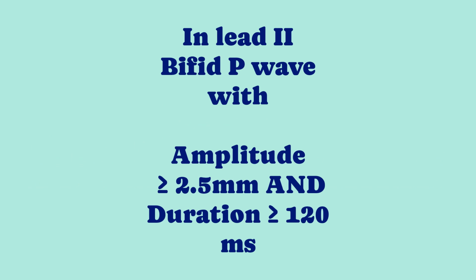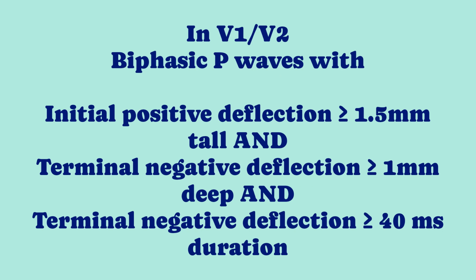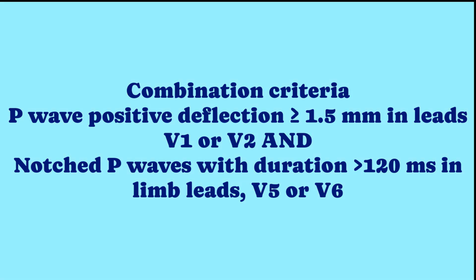In lead 2, bifid P wave with amplitude of more than 2.5 mm and duration of more than 120 milliseconds. In lead V1-V2, biphasic P waves with initial positive deflection more than 1.5 mm tall and terminal negative deflection more than 1 mm deep and more than 40 milliseconds in duration. And combination criteria include P wave positive deflection more than 1.5 mm in leads V1 or V2 and notched P waves with duration more than 120 milliseconds in leads V5 or V6.